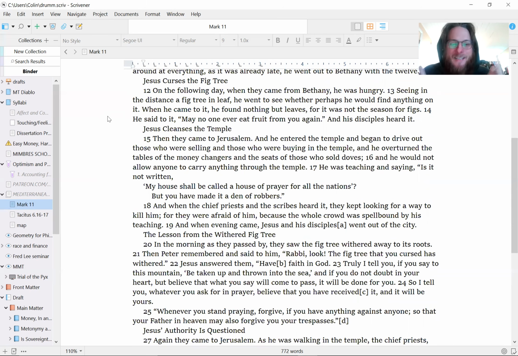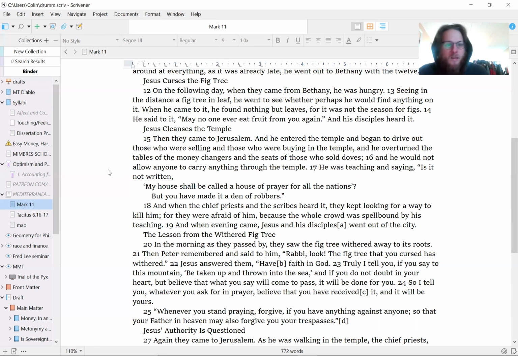Okay. He said to it, "May no one ever eat fruit from you again." And his disciples heard it. Huh? So it's a bit of an overreaction from Jesus. It's not fig season, but Jesus is cursing the fig tree for not giving him figs during a time when it's not fig season. So everybody, okay, what is going on?